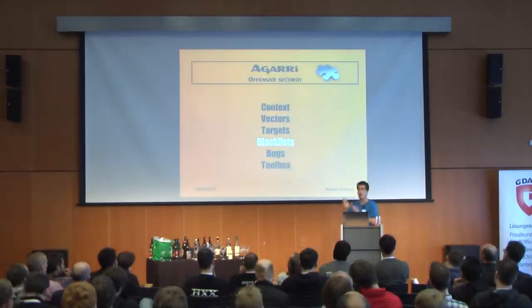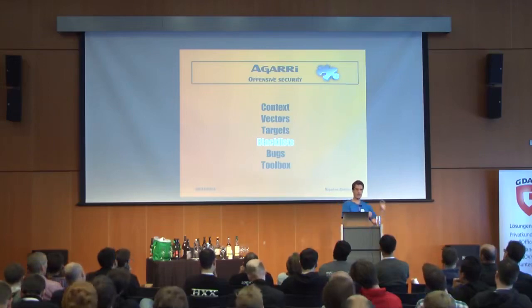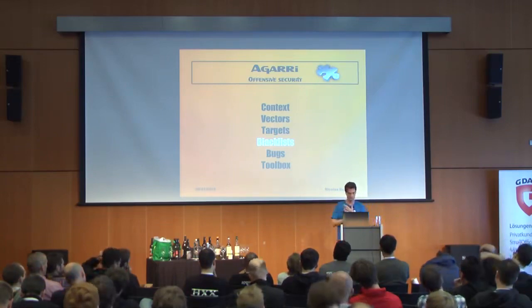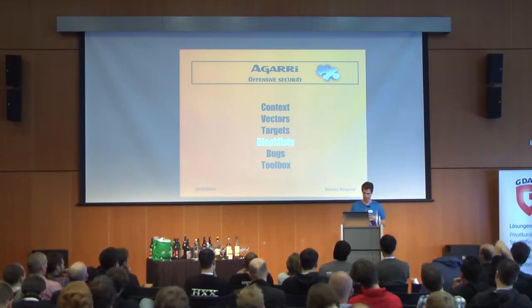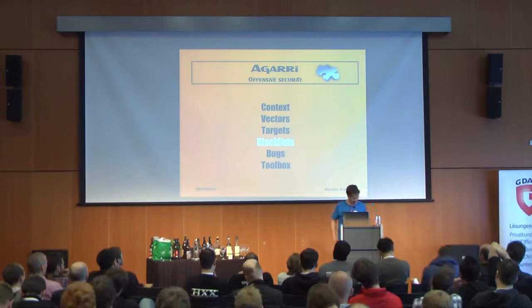Okay, so we have vectors, which are features that we will abuse. We have targets, which are destinations. So loopback, multicast, and maybe the internal network, and maybe some public IP space. And between us and the bounty, we have blacklists. So we will bypass them.